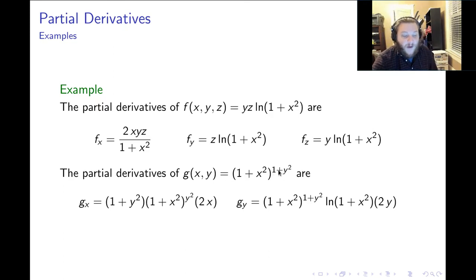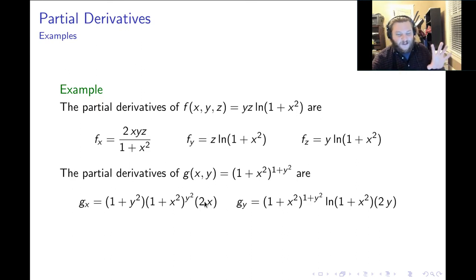So I'm going to drop the exponent 1 plus y squared. Remember, that's a constant with respect to x. So I get 1 plus y squared, multiplied by my base, which is 1 plus x squared, raised to the power minus 1, which is just y squared. And then I need to multiply by the derivative of the inside here. That's what the chain rule demands that I do. Well, the derivative of 1 plus x squared with respect to x is just 2x. So that's a nice exercise.